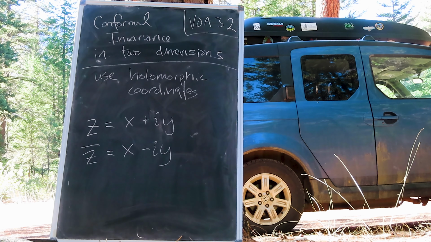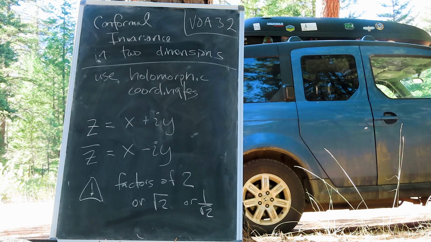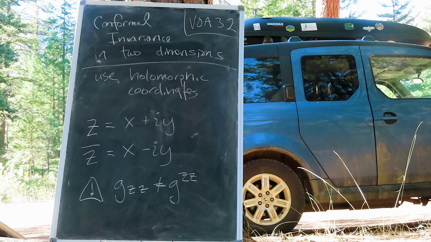Going forward, we'll work with the holomorphic coordinates z and z bar. Now, here's a bit of warning about these coordinates in the physics literature. Factors of 2, or square roots of 2, or inverses of square roots of 2 are rampant in different authors' conventions. We'll stick with the Ginsparg convention here, as it also appears in the famous Green-Schwarz-Witten book on string theory. Note that in this convention, the inverse metric is not necessarily the same as the metric itself.